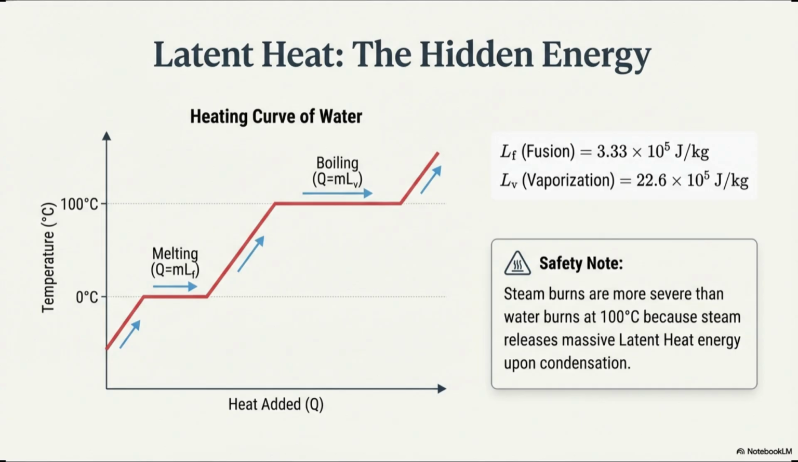This hidden energy is called latent heat. Once all the ice is melted into water, the temperature starts rising again until it hits another plateau at 100 degrees, where the same thing happens for boiling. And that brings us to our next big challenge.